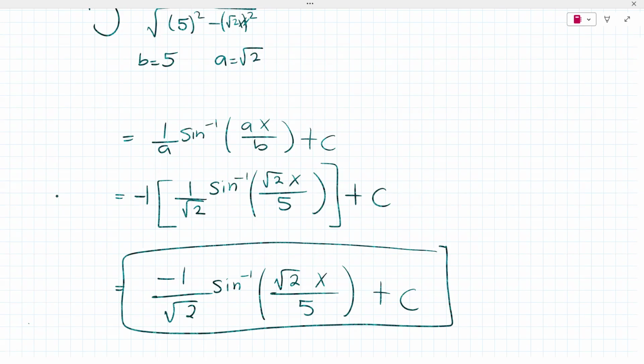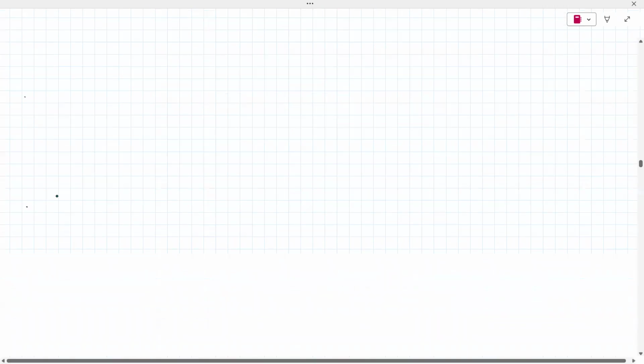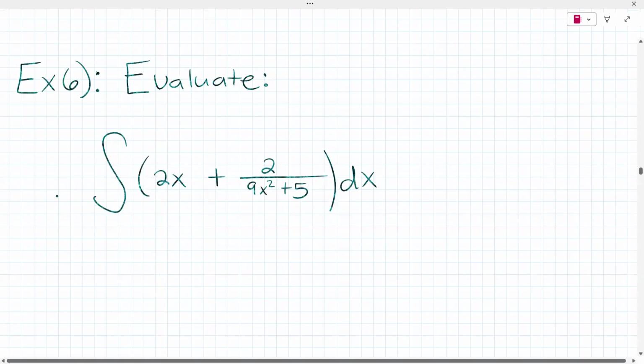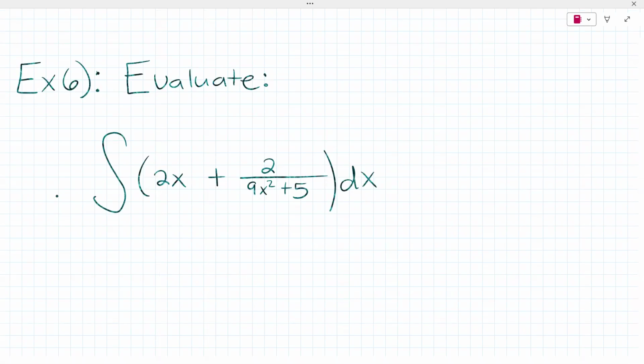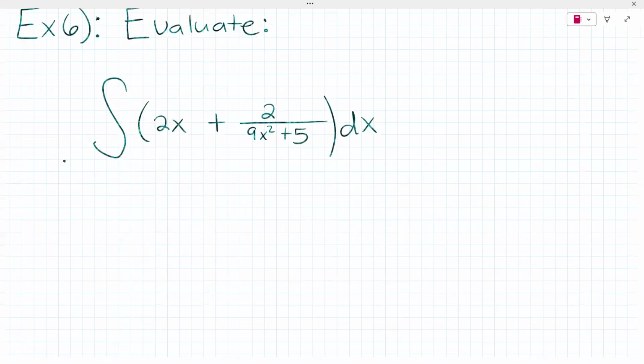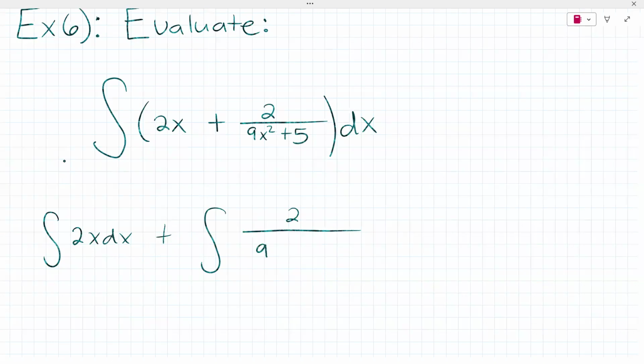Let's move on to example 6. Example 6 says evaluate the integration of 2x plus 2 over 9x squared plus 5. The first thing I can notice is there are two terms, so we can write out two separate integrals: the integral of 2x dx plus the integral of 2 over 9x squared plus 5 dx.